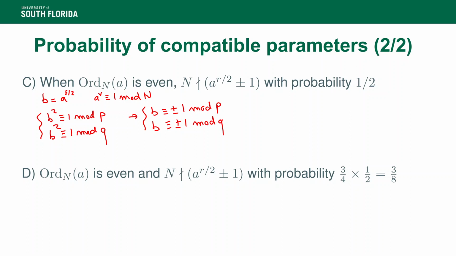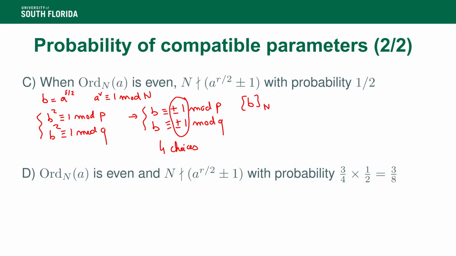So, by the Chinese remainder theorem, we're able to identify b, the congruence class of b modulo n, by the choice of plus or minus 1s here. So there are 4 different choices of arrangement: plus 1 plus 1, minus 1 minus 1, plus 1 minus 1, minus 1 plus 1. And we get 4 choices.